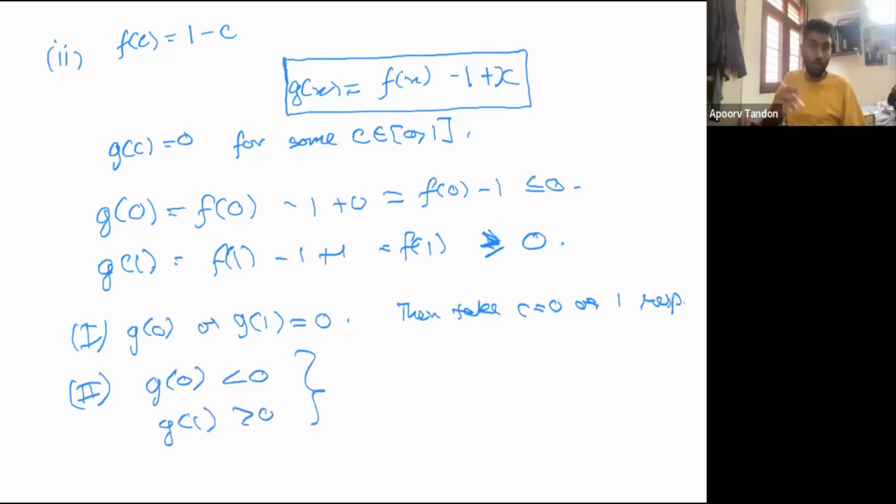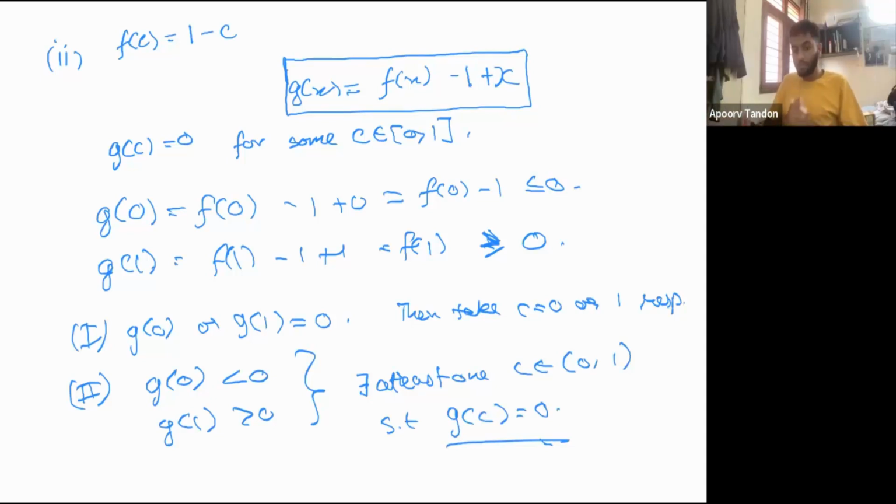Using the first corollary of the intermediate value theorem, this means that there exists at least one c belonging to the open interval 0 to 1 such that g of c is exactly 0. And hence we have proved what the question is asking us, right? So this is a very typical question of the intermediate value theorem, where you find that at one point the function is positive, at another point the function is negative, and you deduce that between those two points there is at least one root of the function.